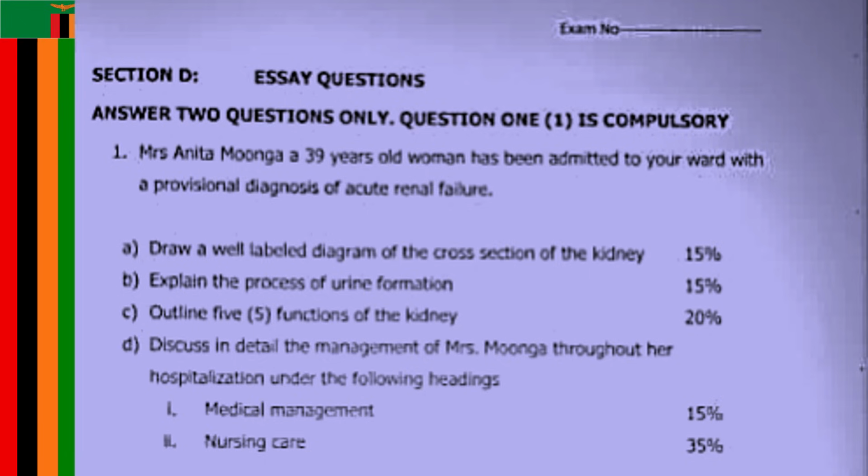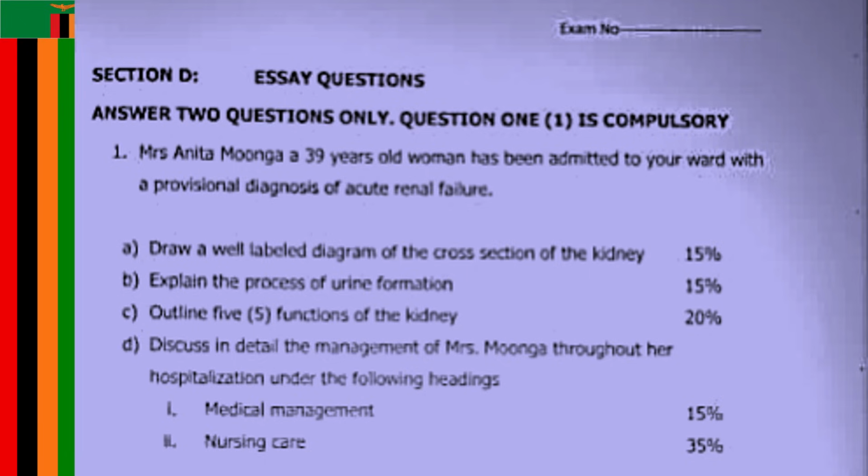B says, explain the process of urine formation, which is also 15%. C says, outline 5 functions of the kidney, which is 20%. And D says, discuss in detail the management of Mrs. Monga throughout her hospitalization under the following headings. It says medical management, which is D1, and D2 says nursing care.